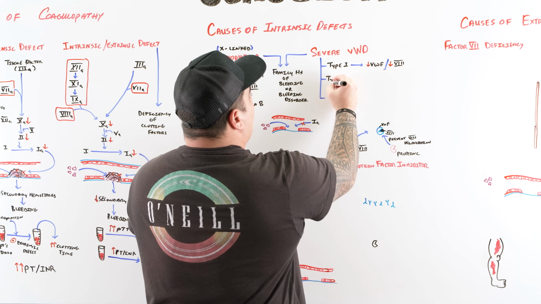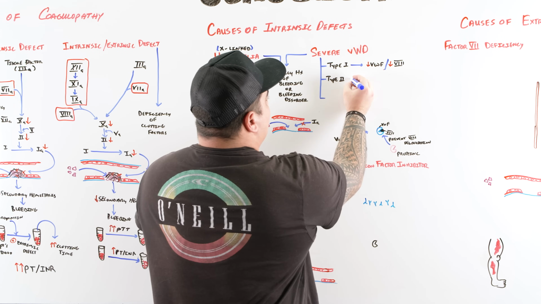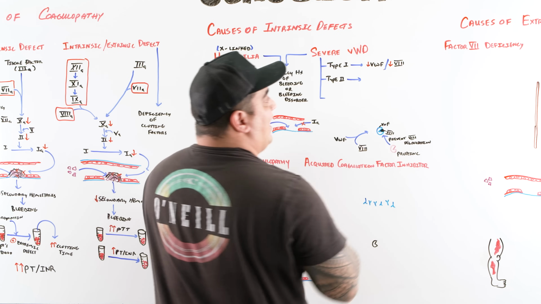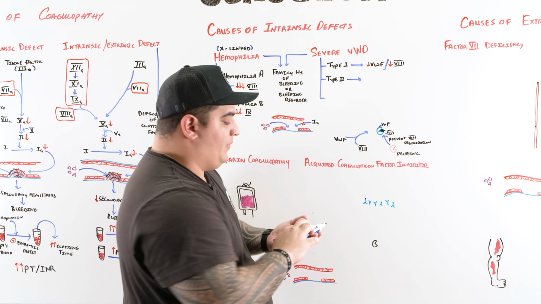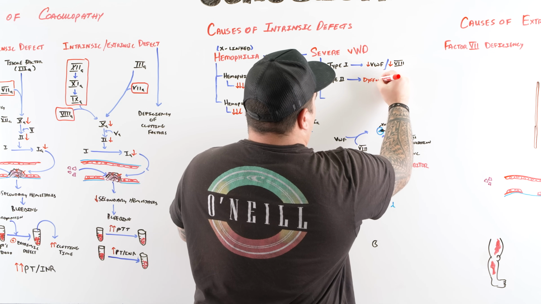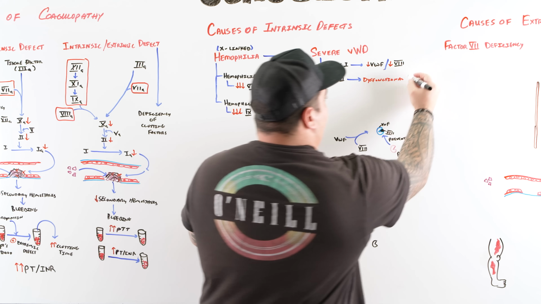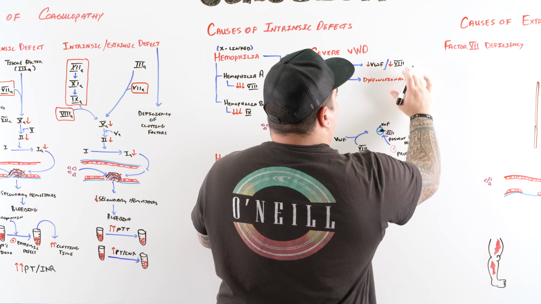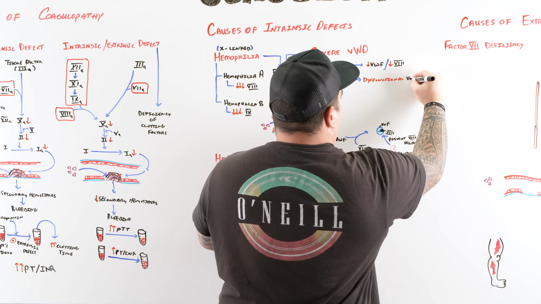In type 2, which is the next one, it's the second most common. This one is where your von Willebrand factor and factor 8 levels are completely normal. It's just they don't work properly. So this is a dysfunctional von Willebrand factor. It just doesn't work properly, so it doesn't connect with the GP1B on the platelets to lead to a good platelet plug.